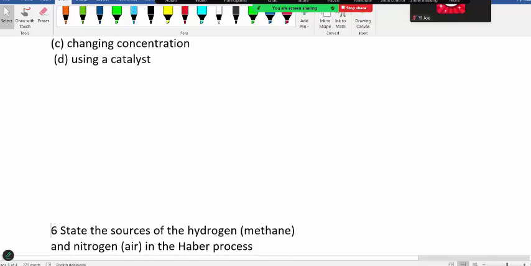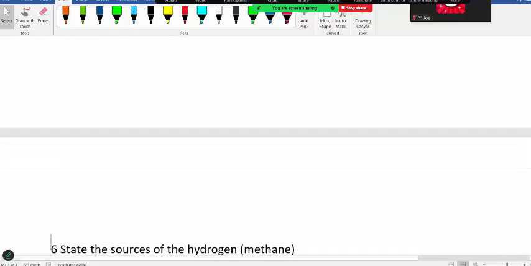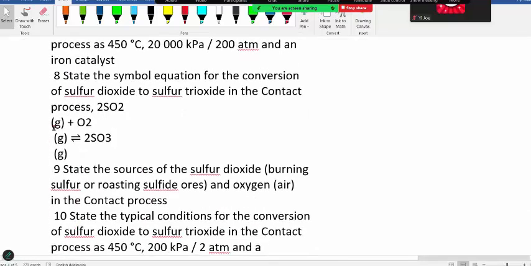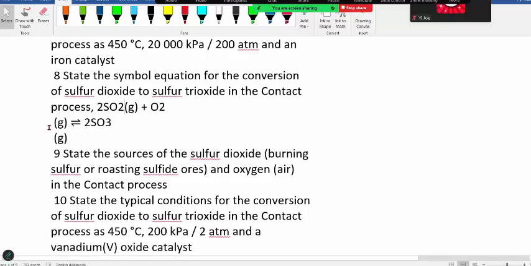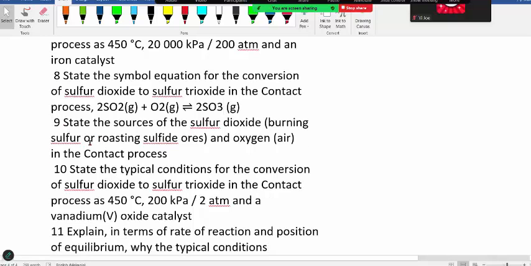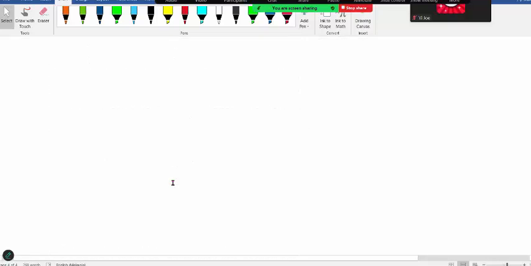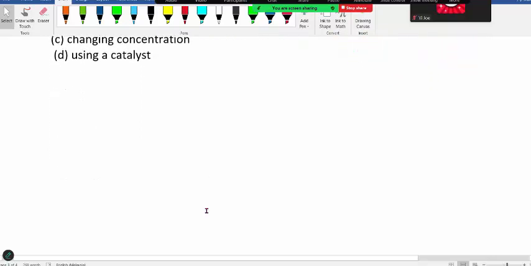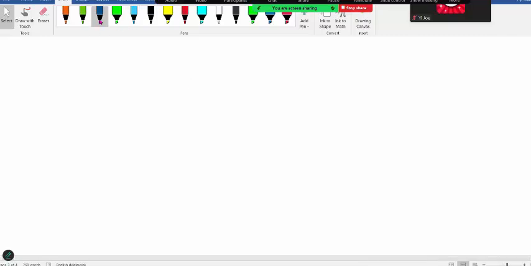I'm going to teach you something. This one next week I'll do. Next week I will do the rest: Haber and contact and everything. These are different processes. So this week we have done this already. I'm going to give you some scenarios, and you tell me what happens when you change the temperature and the pressure, okay?